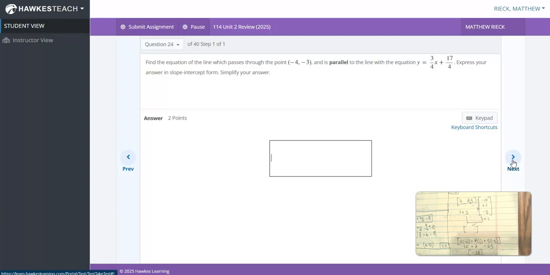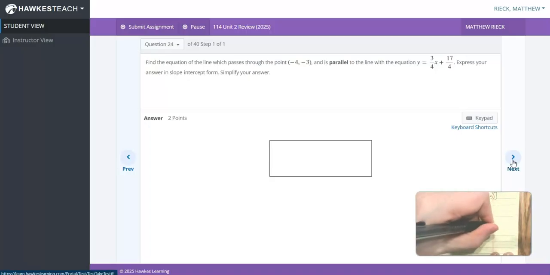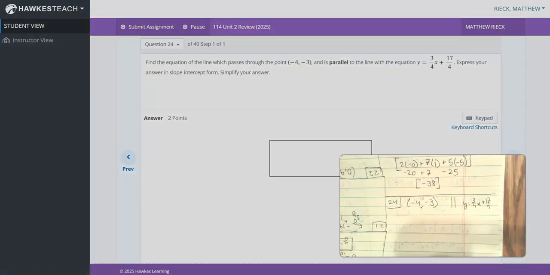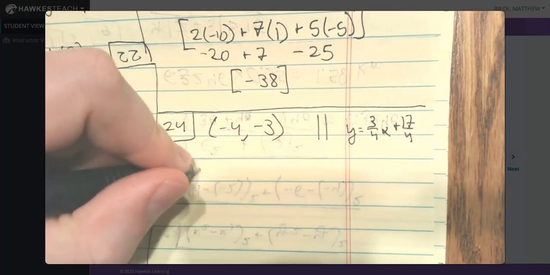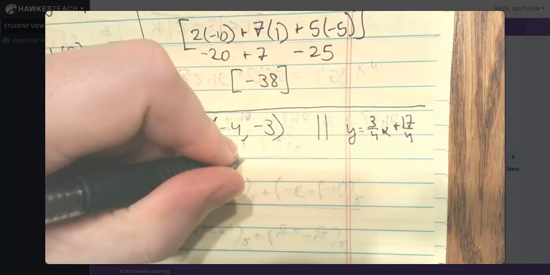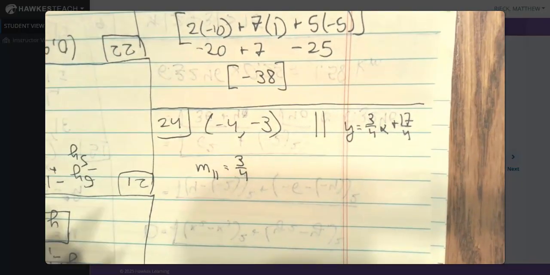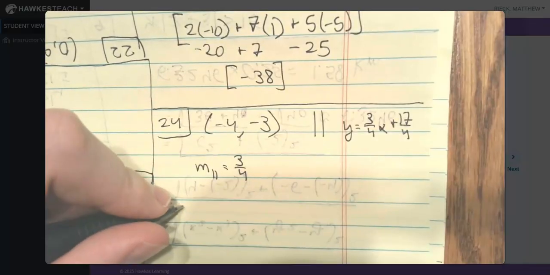All right, so we're asked here to find the equation of a line that passes through the point negative 4, negative 3, and is parallel to 3/4 x plus 17/4. We represent parallel by these 2 vertical lines here. Parallel lines are going to have the same slope. So the slope of the parallel line is going to be the same as the slope of my original line, so 3/4.